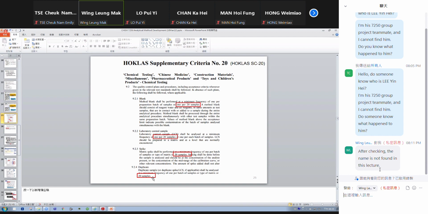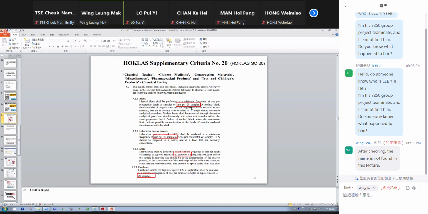If I am very good at QC and want to do more, say 1 per 10 samples, is it possible? Is it allowed? Because QC is to check the stability of the instruments as well as the performance of how the laboratory can perform the analytical methods. If you say 10 samples, I add the QC, of course, more frequent, welcomed.